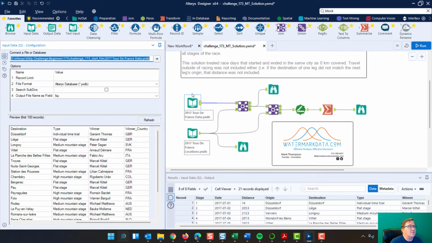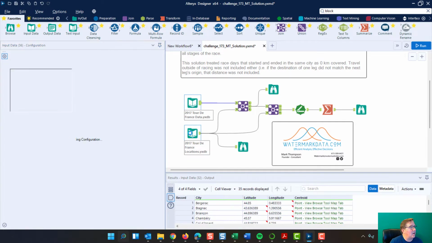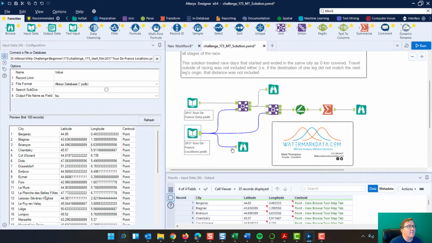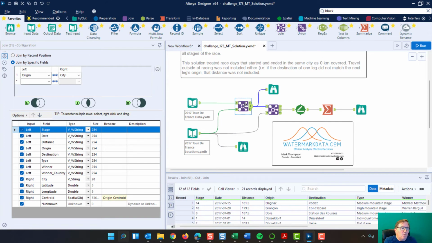First thing we're going to want to do is we're going to take this information that gives us each of the stages, and we're going to say, hey, this stage began in this origin city. So let's go ahead and take and match that up with our lat/long for that origin, and we do that with a join. And the other thing that we want to do is, where is the lat/long for where we finish? We get the lat/long for where it started, we get the lat/long for where it finished, and then we figure out a distance between the two.